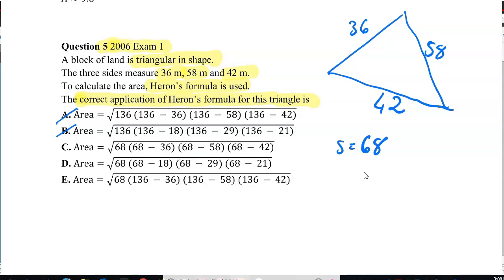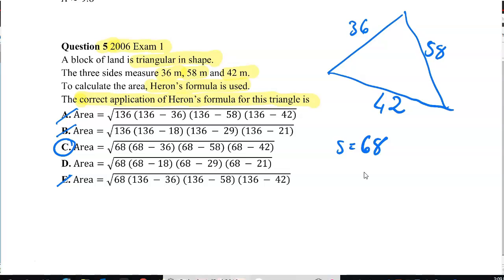Okay, so now we think about the rest of the formula. Oh, also can't be E, can it? Because although they've got s correct there, it's not correct in the others. Now we look at the formula and go, well, okay, we've got to go s minus each of the side lengths. So s minus 36, yep, s minus 58, yep, s minus 42, yes, that is the correct answer.